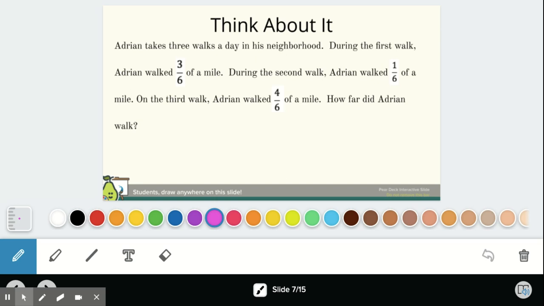Right, scholars, let's take a look at the Think About It. Adrian takes 3 walks in a day in his neighborhood. During the first walk, Adrian walked 3/6 of a mile. During the second walk, Adrian walked 1/6 of a mile. On the third walk, Adrian walked 4/6 of a mile. How far did Adrian walk?